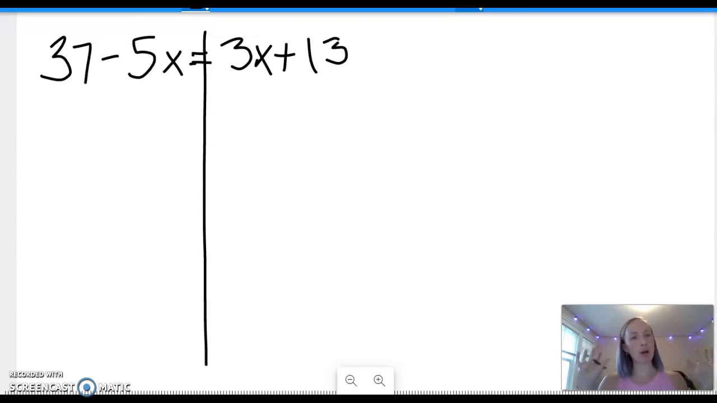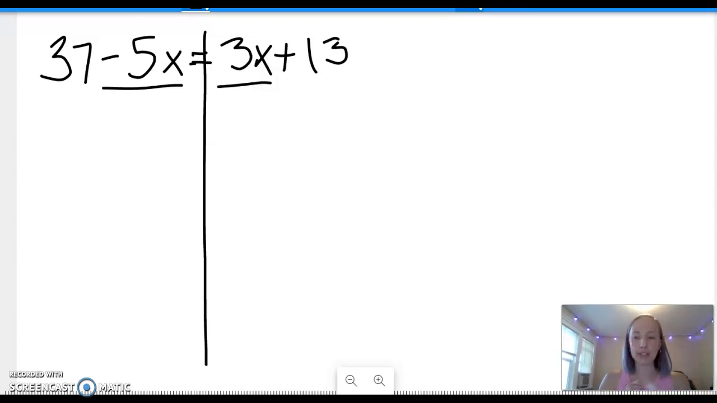All right, so think about which term should I move first? Hopefully you got it. It doesn't matter. We could really move any of the terms anywhere as long as we're using the inverse operation. Now, I usually like to start with my variables, so that's what I'm going to do. In this case, I'm going to move my 5x over to be with my 3x.